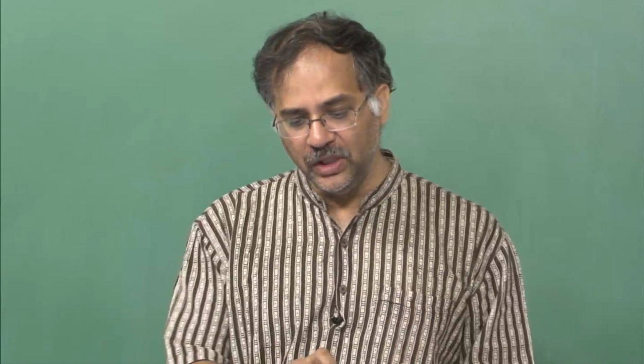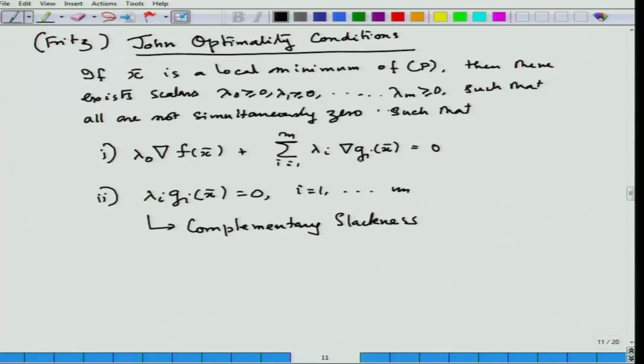So, we end our talk today with the deduction of the famous John optimality condition, and you see how in this case, where f and the g_i's have not been assumed to be convex, just differentiable, we have been able to use convex tools to prove the optimality condition, thereby showing the power of convexity itself. Thank you very much.